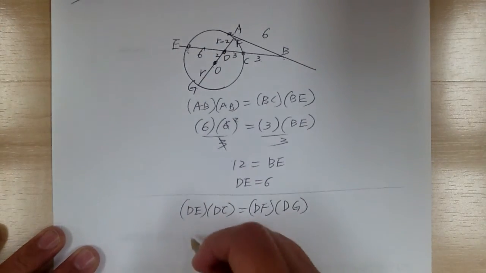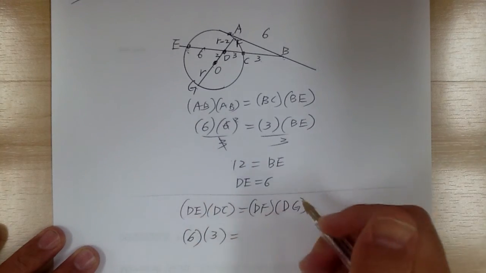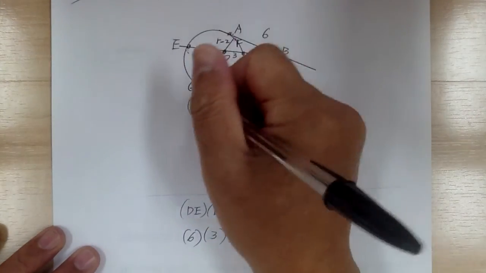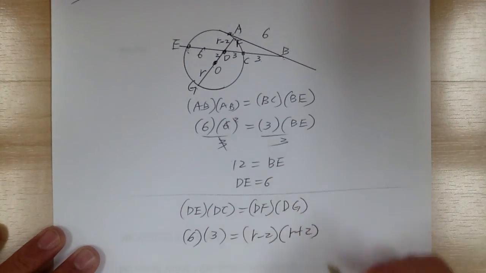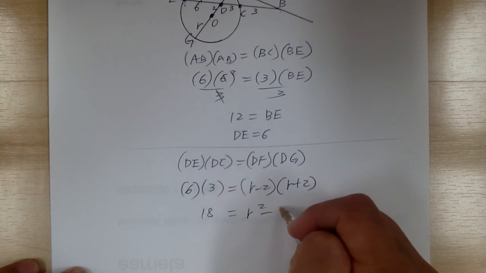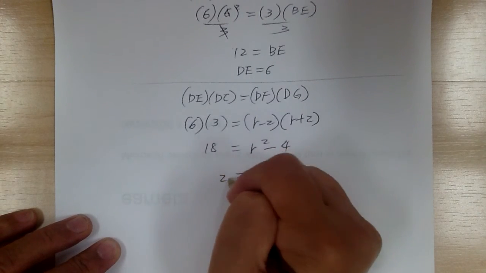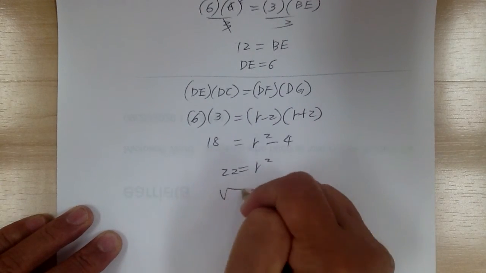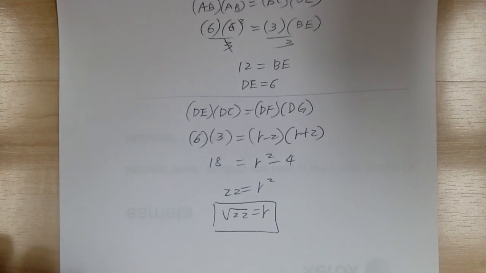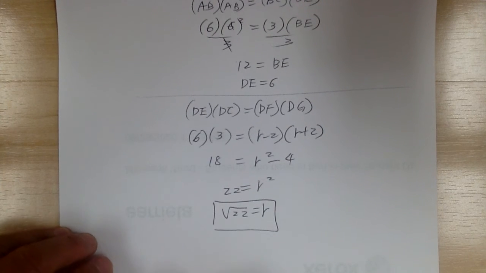So DE equals 6, DC equals 3, DF is R minus 2, DG is R plus 2. So 18 will equal R squared minus 4. So R squared equals 22, so R equals the square root of 22. Okay, let's go to 302.